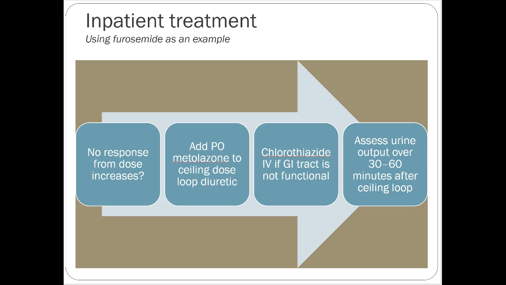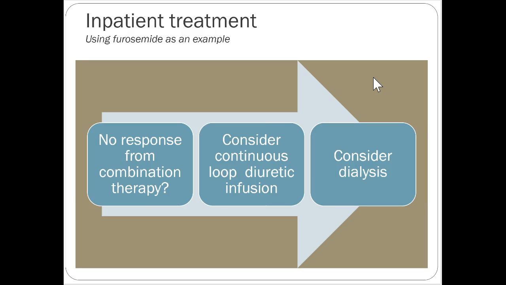If that doesn't work, metolazone is what you're going to give on top of your loop diuretic. You can give chlorothiazide IV as a thiazide synergy if you can't use the GI tract. So if the patient's NPO, they wouldn't be able to take metolazone, so this would be your other option. Then you want to assess urine output over 30-60 minutes again, and see if you need to increase.